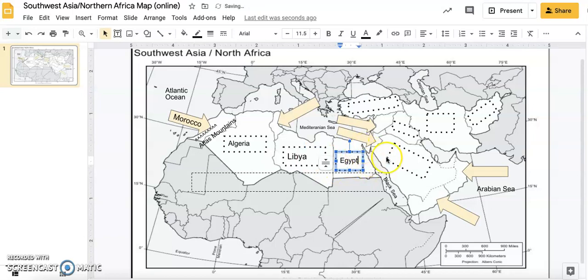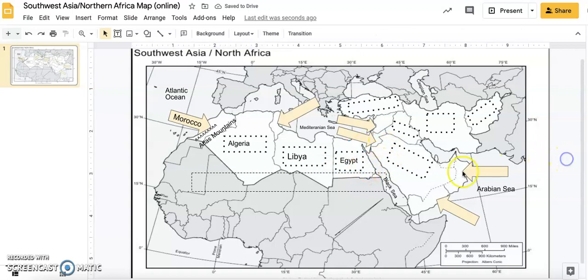Remember, what's special about Egypt is that it's going to have the Nile in it. So the Nile is going to be down in here. There's not an easy way to put that on this map, but just know that it comes up through Egypt and then it spreads into different rivers and creates that Nile, like the river basin.